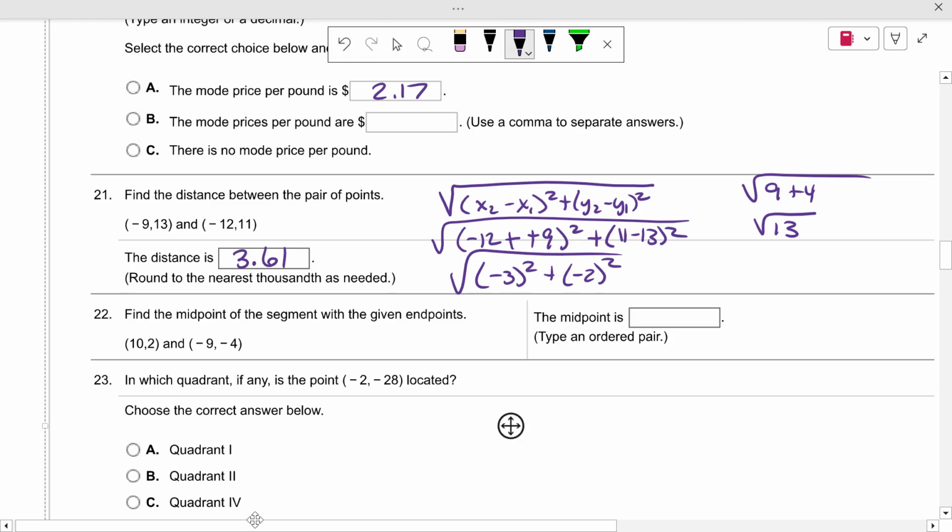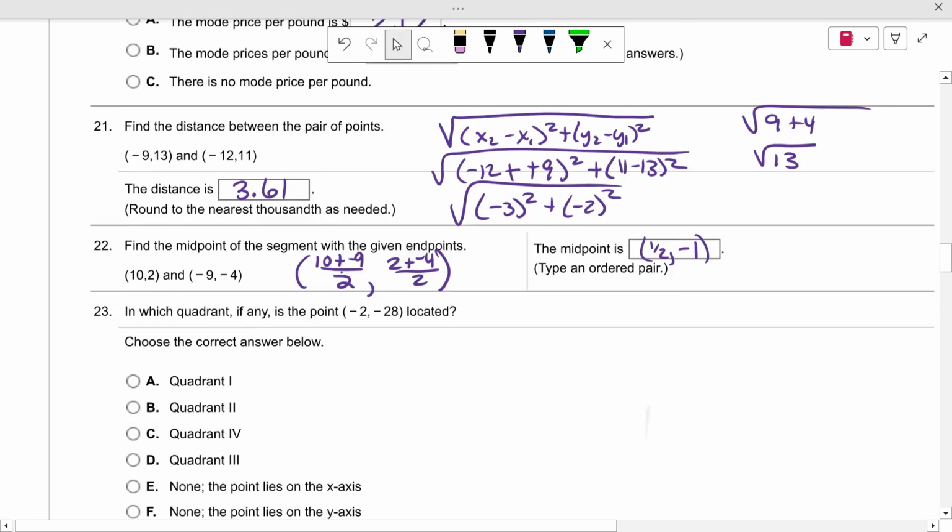All right, finding the midpoint, you take the two x's and you divide by 2. Then you take the two y's, add them up and divide by 2. So this is 1/2 and -1, because 2 plus -4 is -2, divided by 2 is -1.